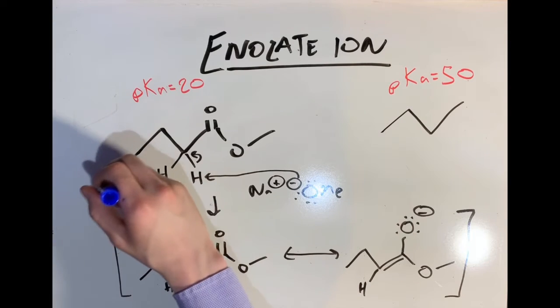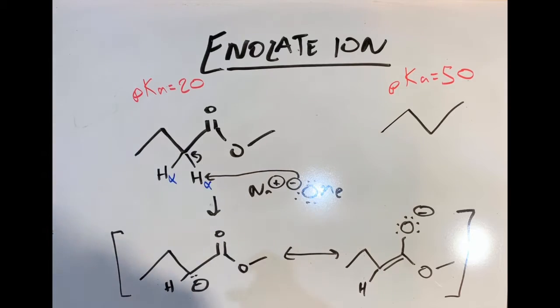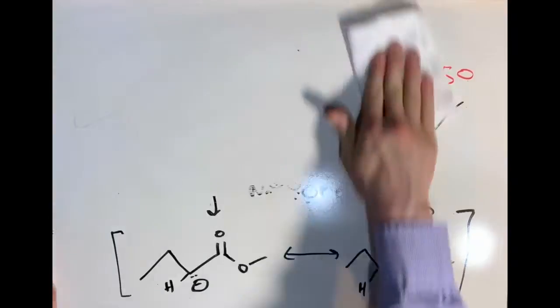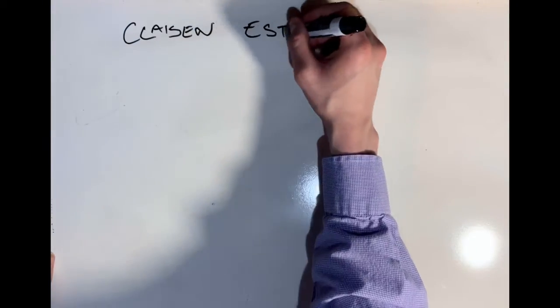It is important to note that only hydrogens from the carbon adjacent to the carbonyl have this character. These hydrogens are known as alpha hydrogens. This is because this is the only carbon that can be stabilized by resonance when deprotonated. So now that we've created this enolate ion, what do we do with it? The answer is the Claisen ester condensation reaction.